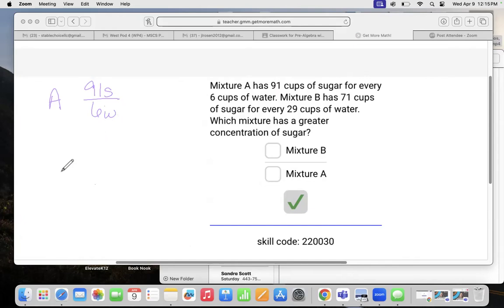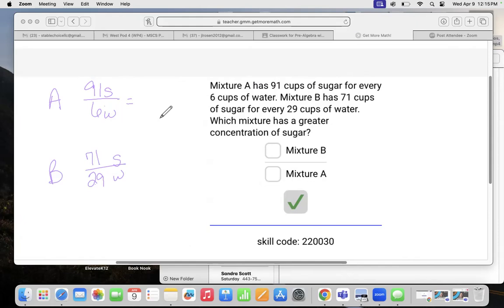And if we have sugar over water, mixture B, we're going to do in the same way. Sugar over water, keep it the same. 71 cups of sugar for 29 cups of water. Which one has a greater concentration? So we're just going to put it into the division problem.